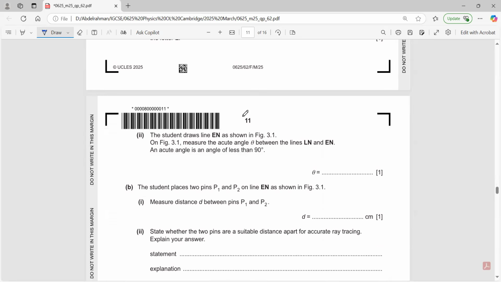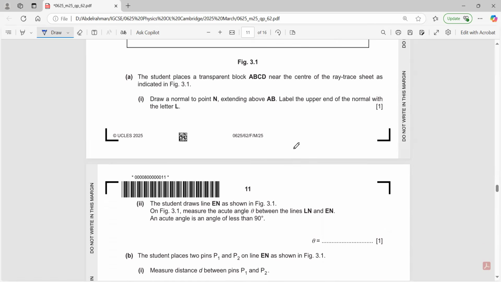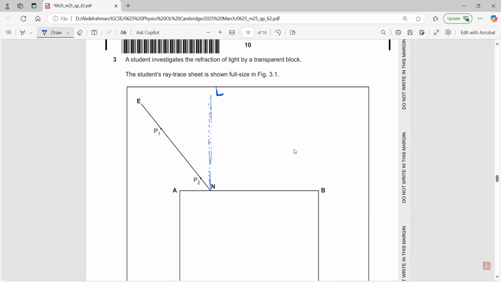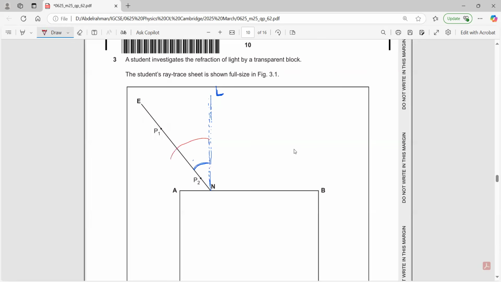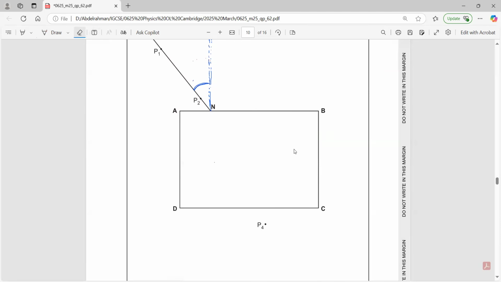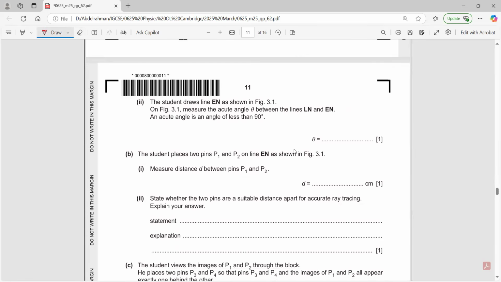Then the student draws line EN as shown on figure 3.1. Measure the acute angle between LN and EN. He wants to find the measure of this angle. Can I find this angle using a ruler? Definitely not a ruler, using a protractor. Place the protractor this way. If we place the protractor this way, it starts at 0, and then just find out the angle, which would be around 40 degrees. The angle should be around 40 degrees for this question.